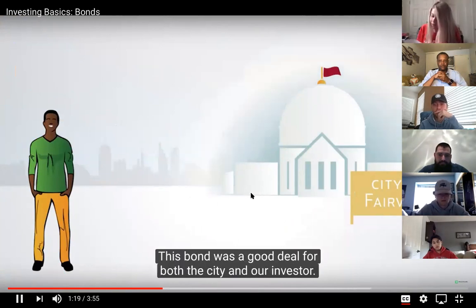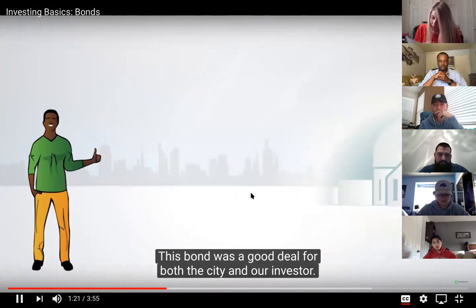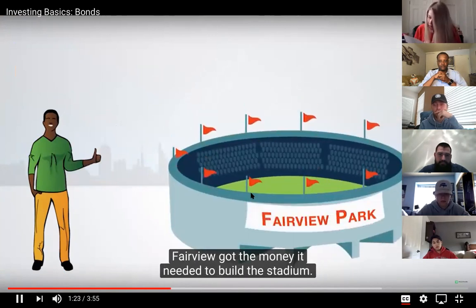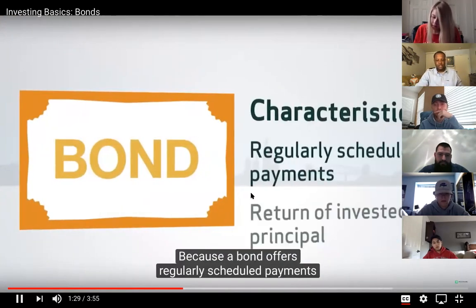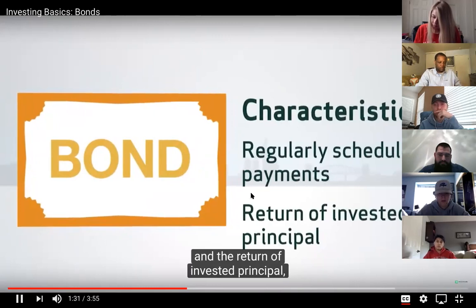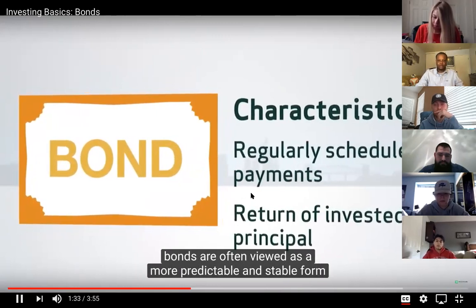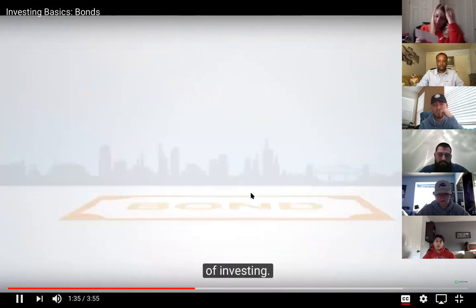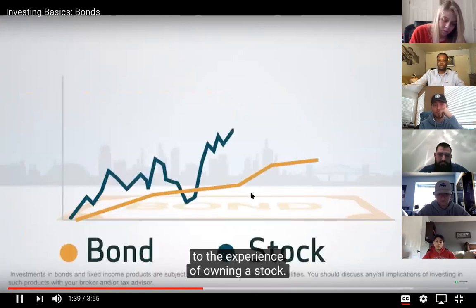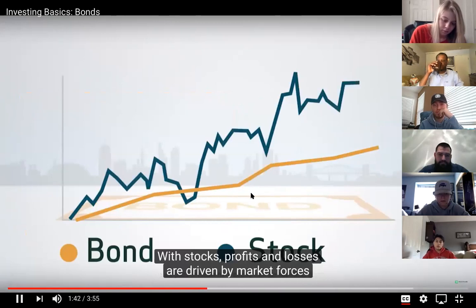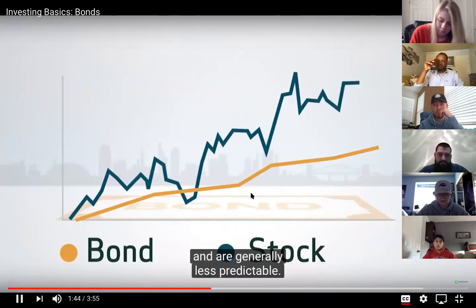This bond was a good deal for both the city and our investor. Fairview got the money it needed to build the stadium. The investor received regular interest payments and the return of the original investment. Because a bond offers regularly scheduled payments and the return of invested principal, bonds are often viewed as a more predictable and stable form of investing. Compare regular payments of a bond to the experience of owning a stock. With stocks, profits and losses are driven by market forces and are generally less predictable.